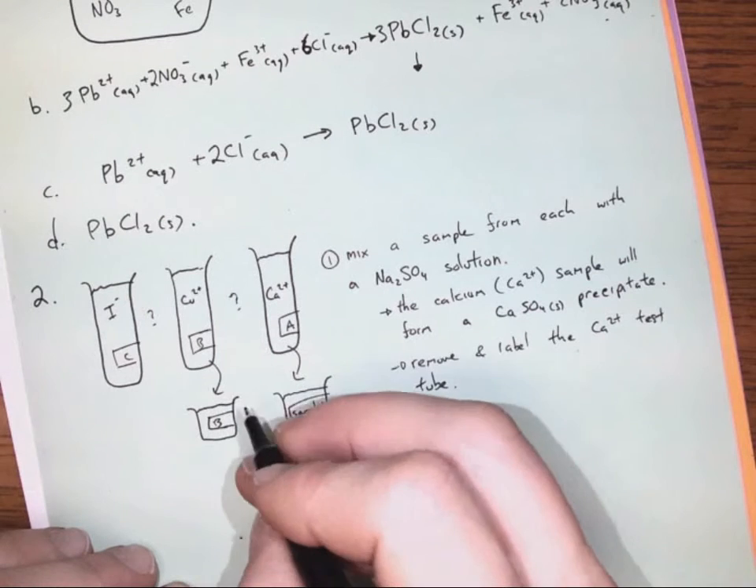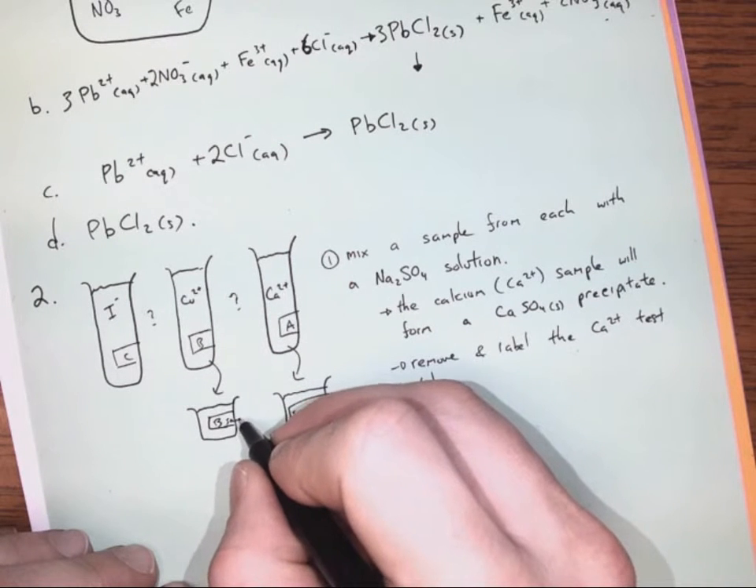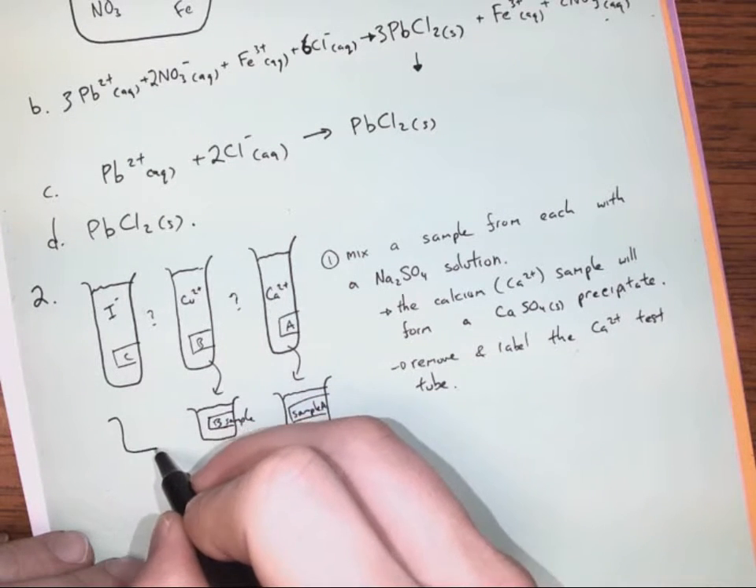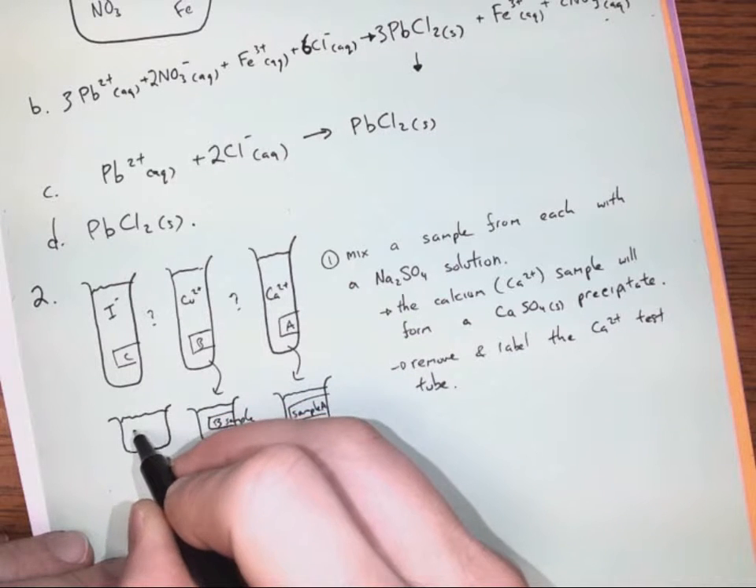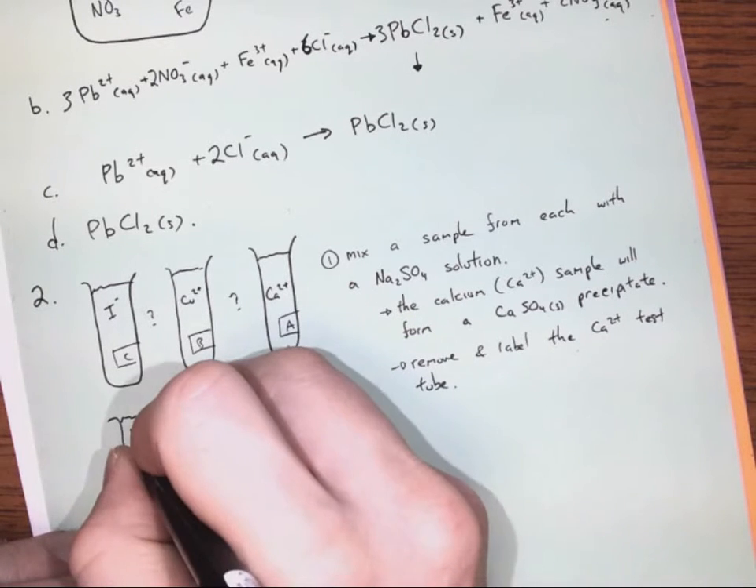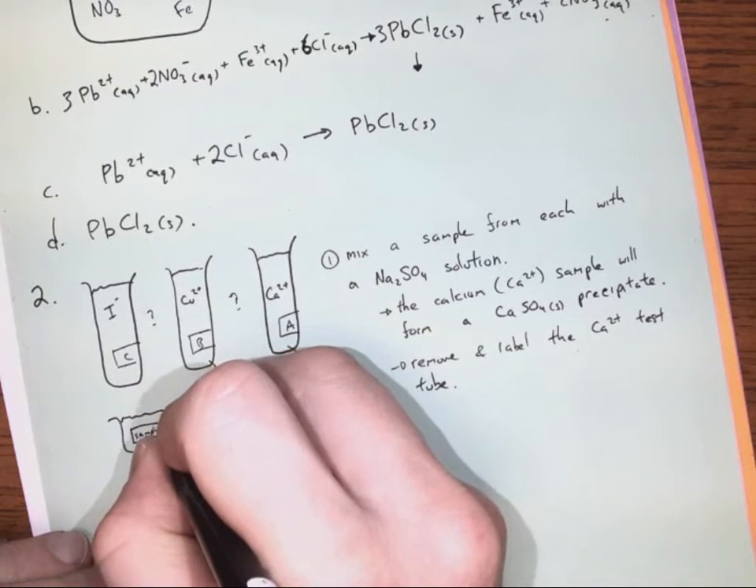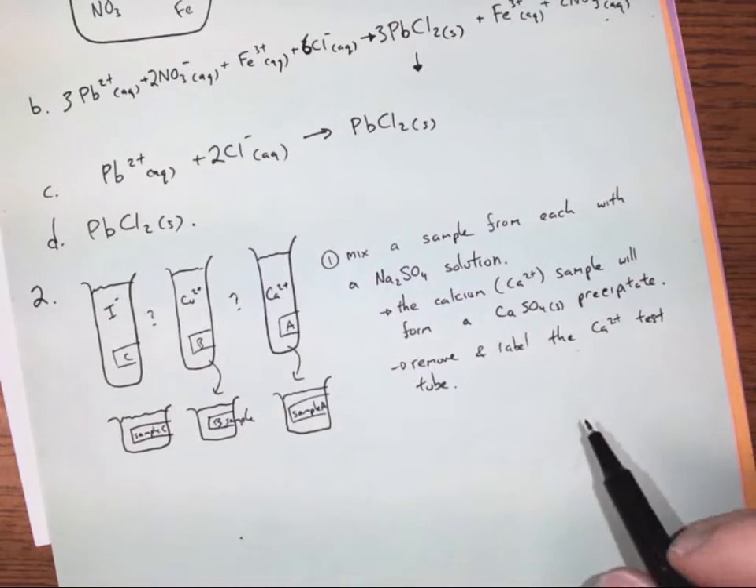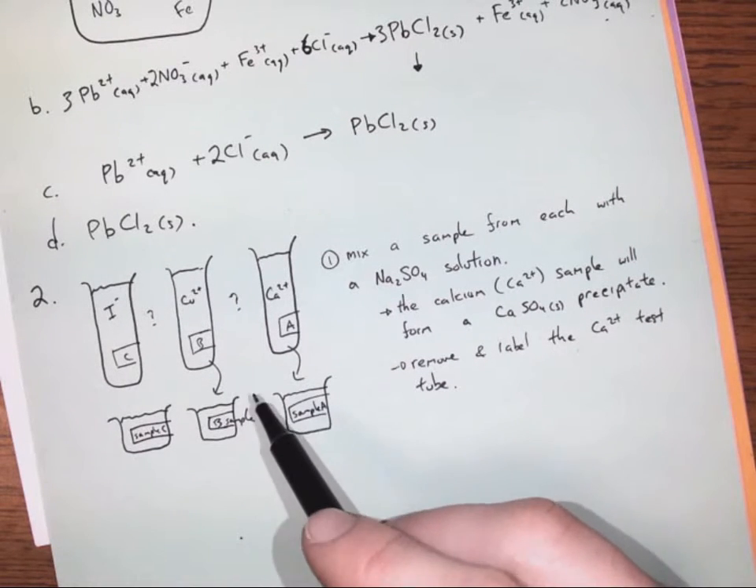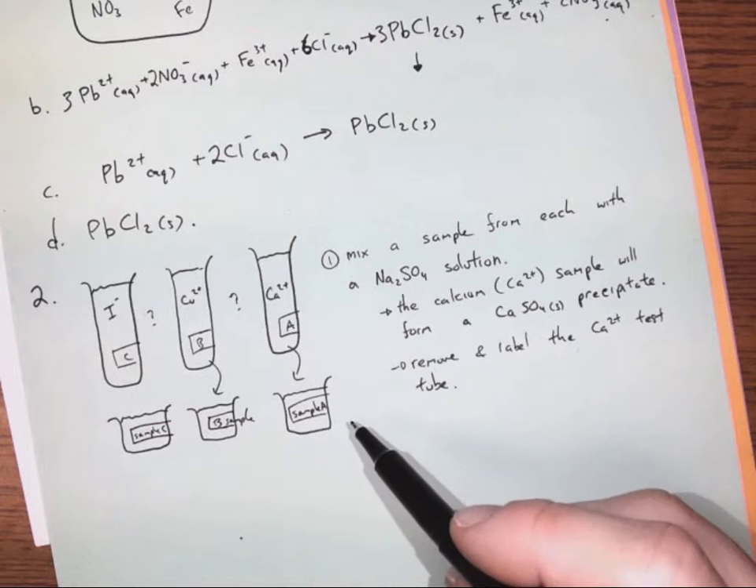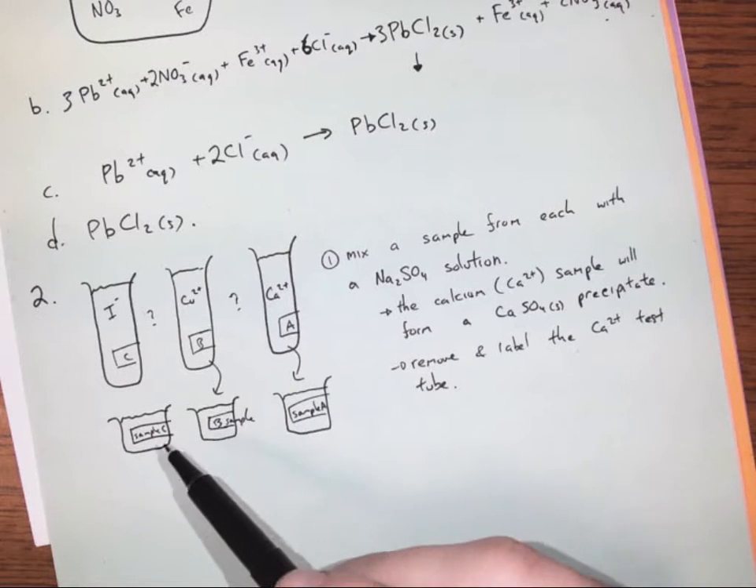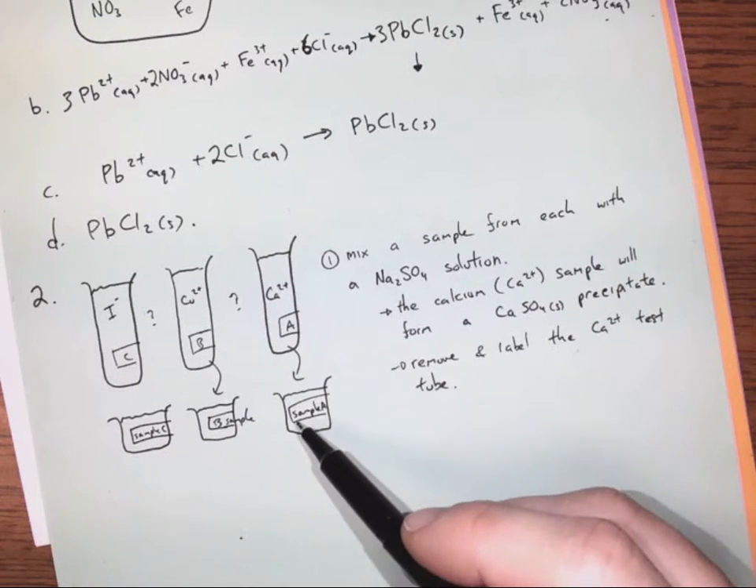B, sample, and this one, again, we'll call that sample C. Okay, and we just found that sample A contained calcium, and these guys didn't, so we'll remove this guy.